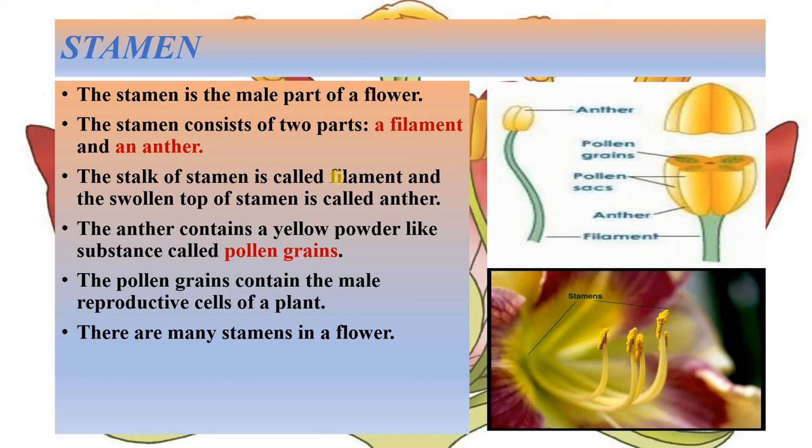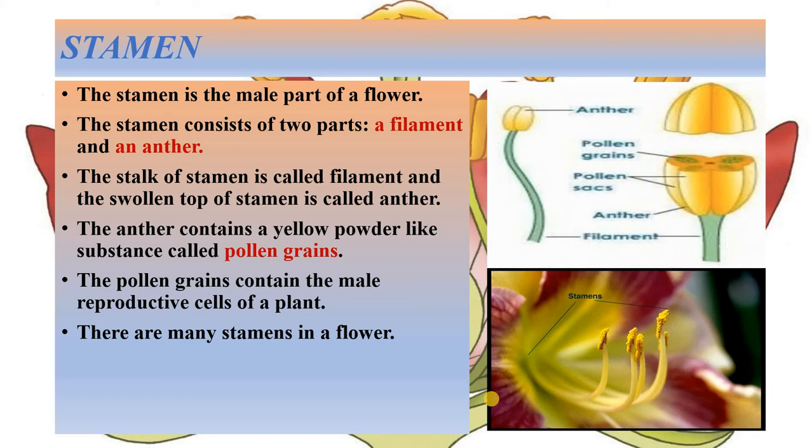Stamen is the organ. Remember, don't get confused. Stamen is the organ and the pollen grain is the male reproductive cell of a plant. This pollen grain is present inside the stamens. In a flower there are many stamens. They form a ring around the female part of a flower called the pistil. When I explain the pistil, you will come to know that.